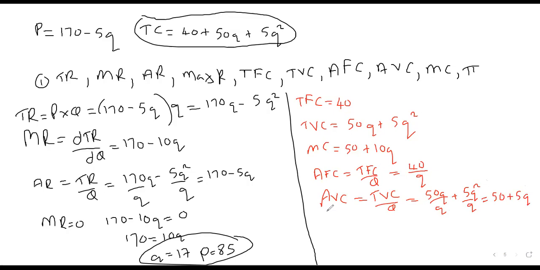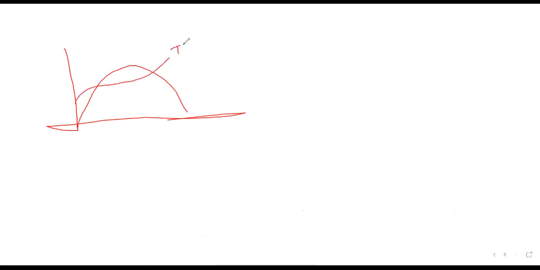And lastly, to find the profit, we simply subtract the total revenue minus total cost. So profit is the difference between the revenues we're making and the costs we're incurring. Graphically, you're going to see marginal revenue looks like this. Total cost looks like that. Total revenue looks like that.